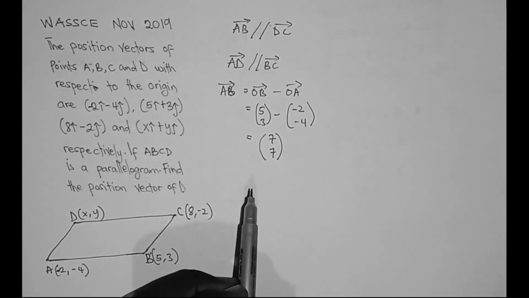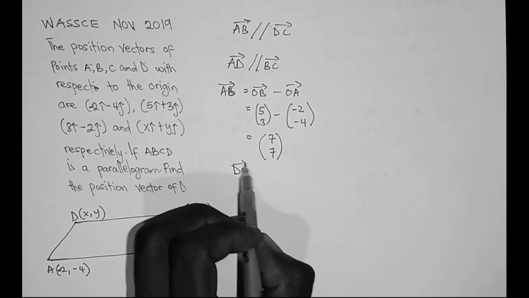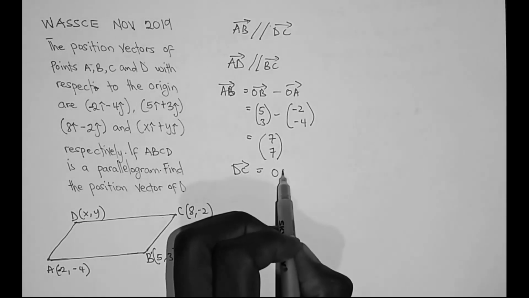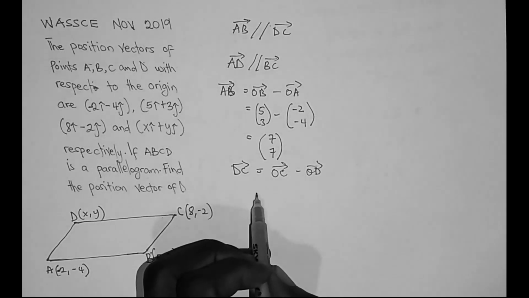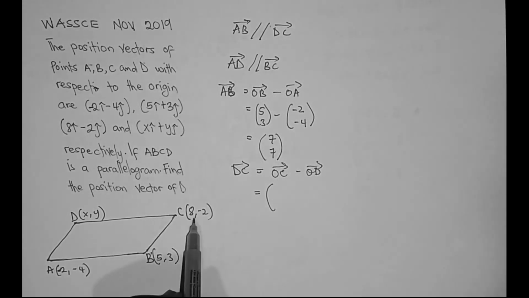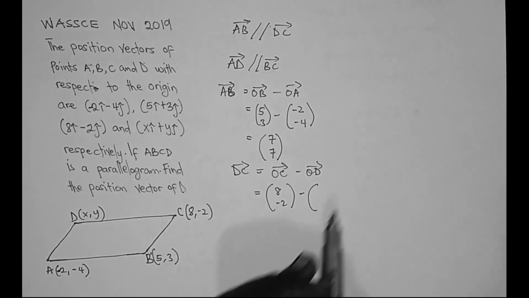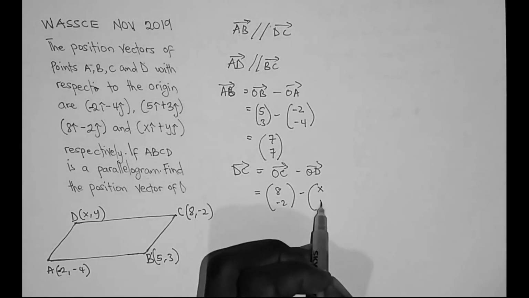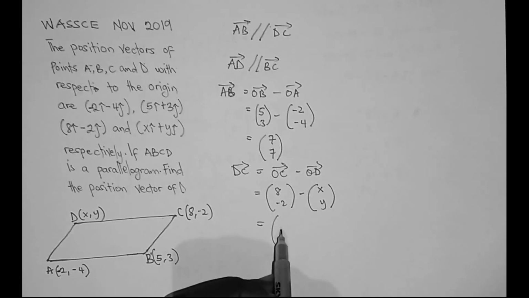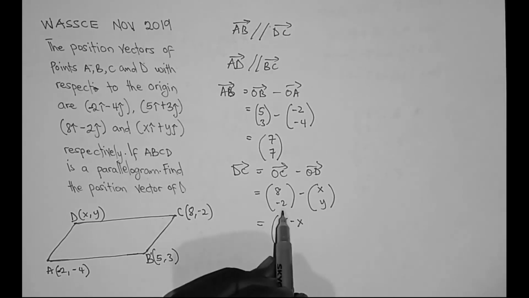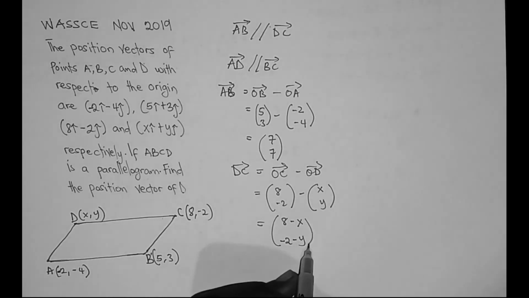Now let's find the vector DC. The vector DC is position vector OC minus position vector OD. What is position vector OC? It is 8, minus 2, minus position vector OD. OD is x, y. So this is equal to 8 minus x, and this part is minus 2 minus y.